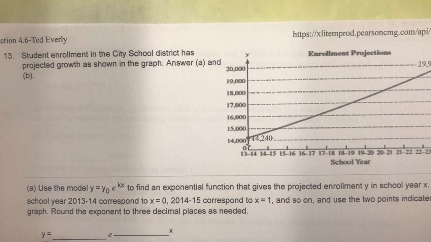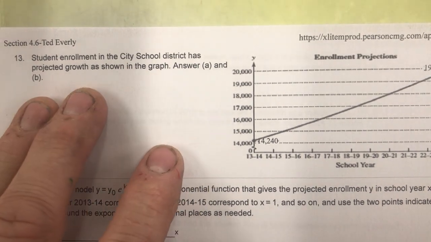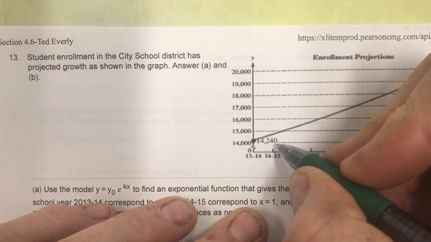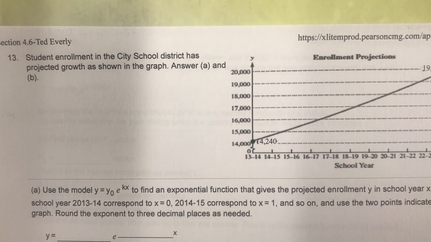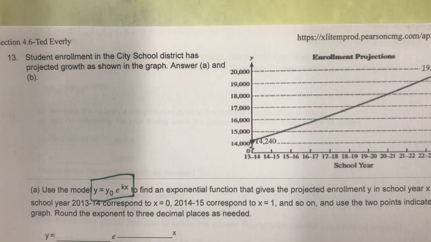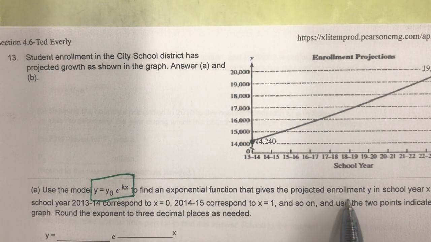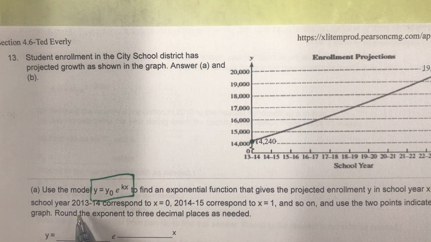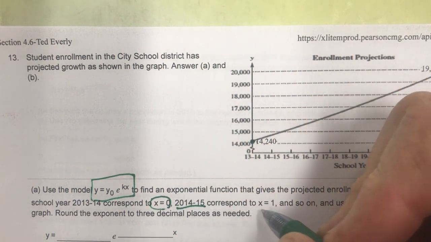Moving on, number 13. Student enrollment in the city school district has projected growth as shown in the graph here. So here's where we're at in 13-14, and here's where we're at in 23-24. All right, use this model right here, like we've been talking about this whole section today, to find an exponential function that gives the projected enrollment y in school year x. Let the school year 2013-14 correspond to x equals 0, and 14-15 is x equals 1.